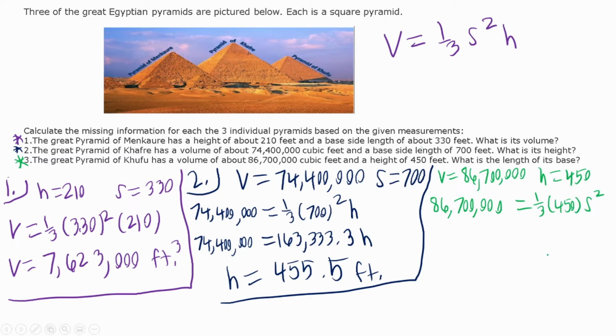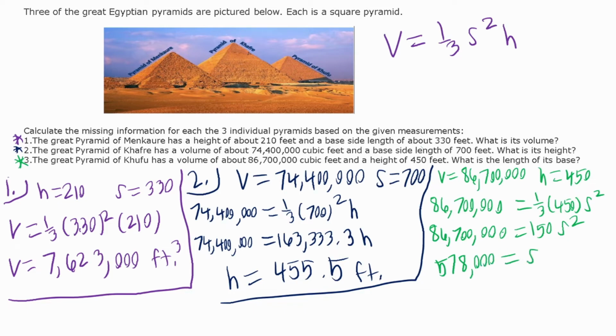So once again, we need to combine this. 1/3 times 450 gives me 150. So what do I get? I get 86,700,000 equals 150 S squared. We divide both sides by that 150. We get 86,700,000 divided by 150, which will give me 578,000. That's a lot of math. Big numbers.